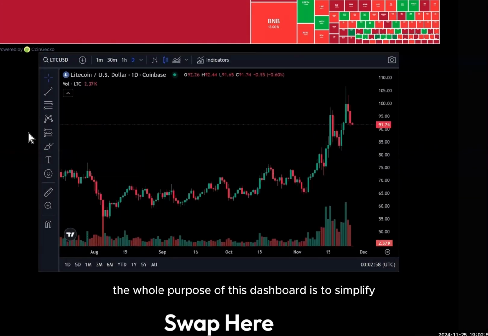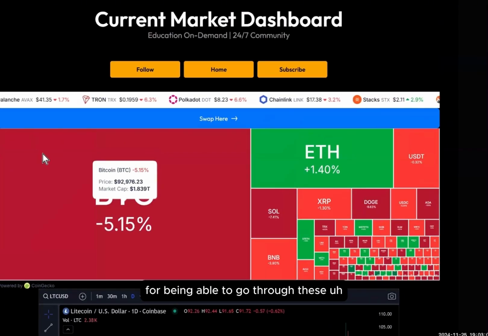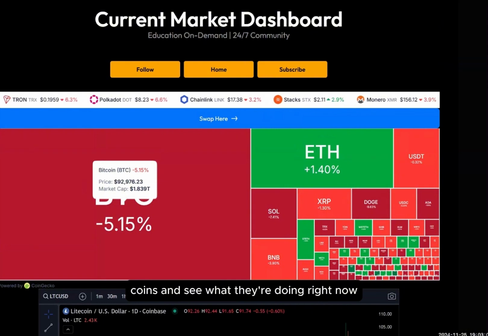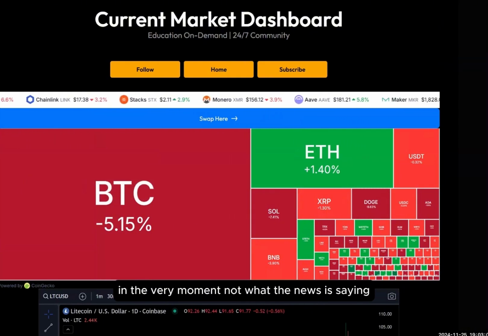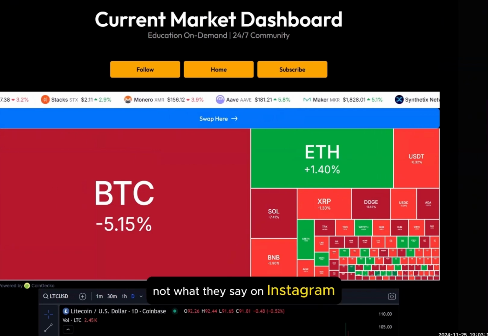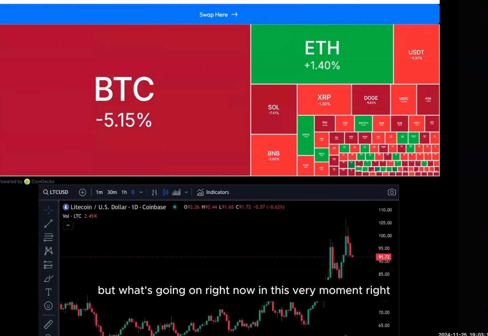The whole purpose of this dashboard is to simplify your process and workflow for being able to go through these coins and see what they're doing right now in the very moment. Not what the news is saying, not what they're saying on Twitter, not what they're saying on Instagram, but what's going on right now in this very moment, right?